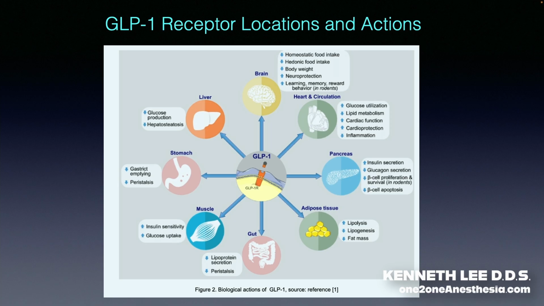So for example, in the stomach, we have a decrease in gastric emptying and a decrease in peristalsis. In the brain, it acts on the hypothalamus to reduce appetite by increasing the signal of satiety. In the pancreas, receptor agonism stimulates glucose-dependent insulin secretion and suppresses glucagon release, thereby reducing post-meal glucose levels. In the cardiovascular system, it improves endothelial function and reduces inflammation, contributing to cardiovascular risk reduction.